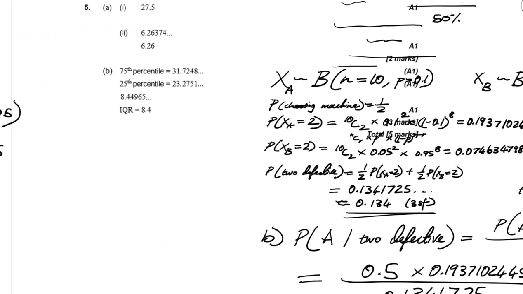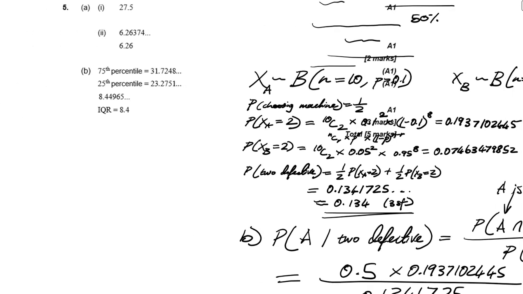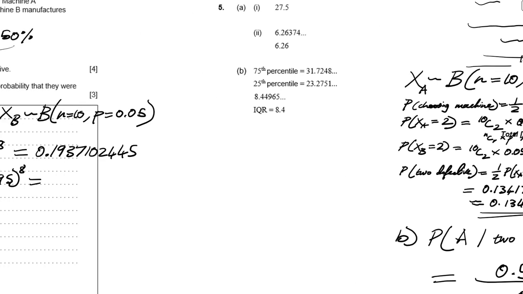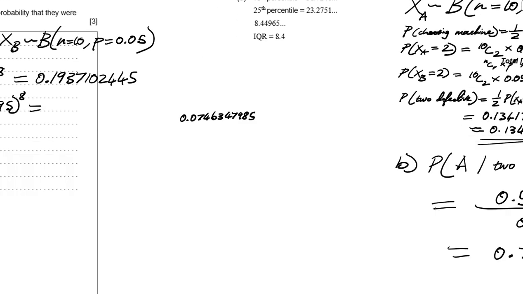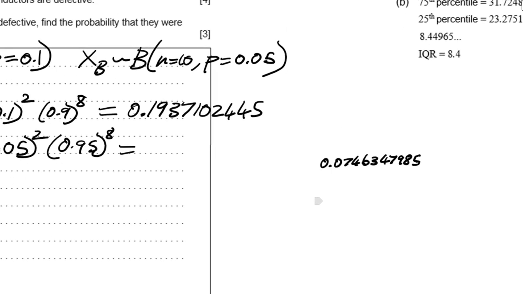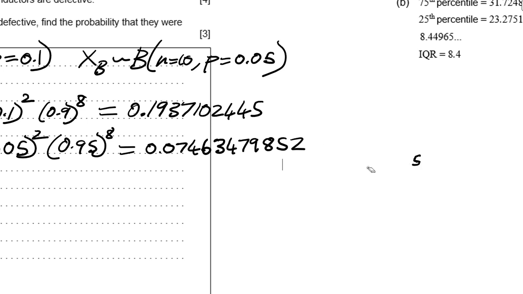And then our next one, let me copy, and we bring that here. Okay, it's a bit slow, so I'll just write it down. 0.0746347985. So that is what we get if we use our calculator.